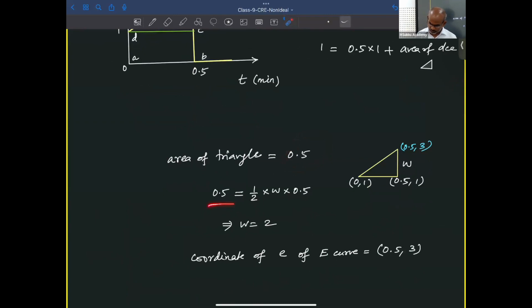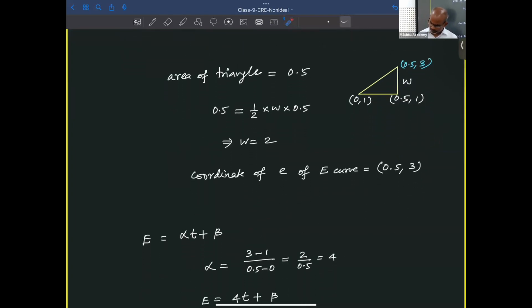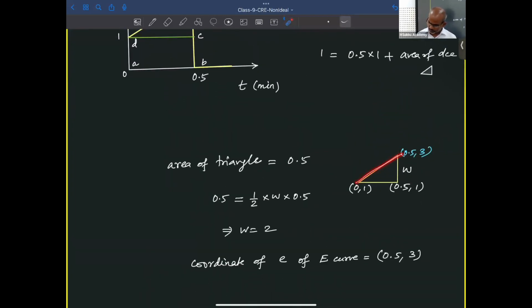So the height comes out as 2, which means 3 minus 1. That is, 1 plus 2 equals 3. So the height is 2, and this point value is now obtained, which is 3. Now we have the coordinates of this line: 0, 1 and 0.5, 3.